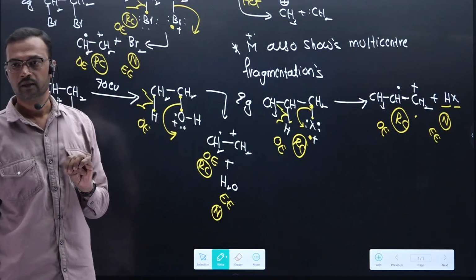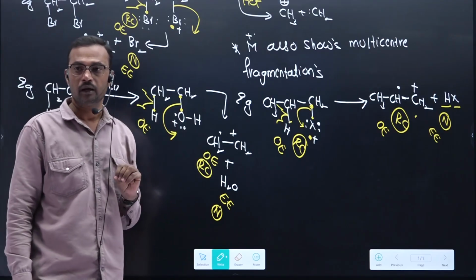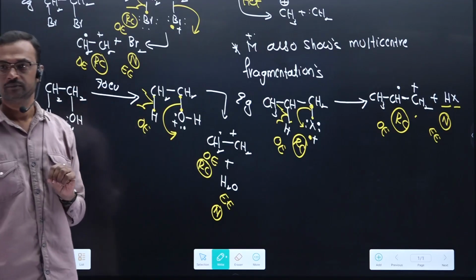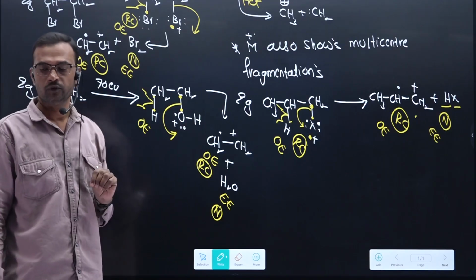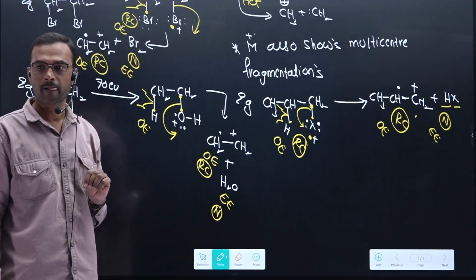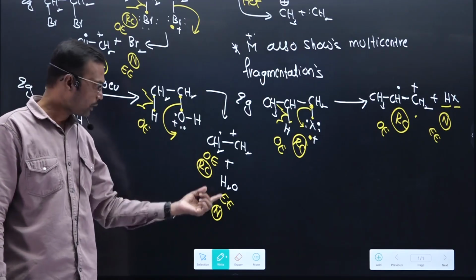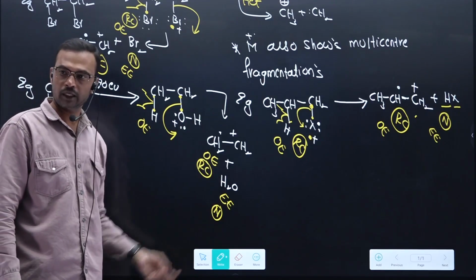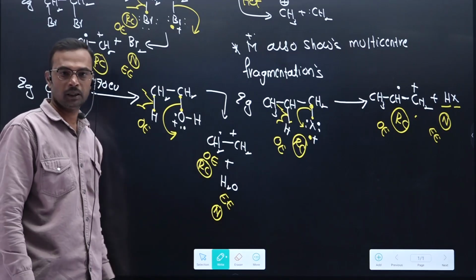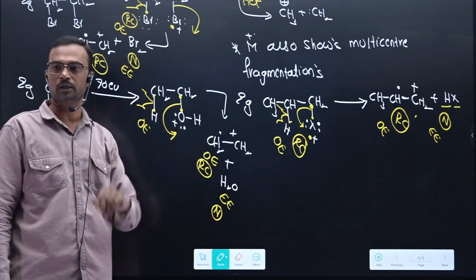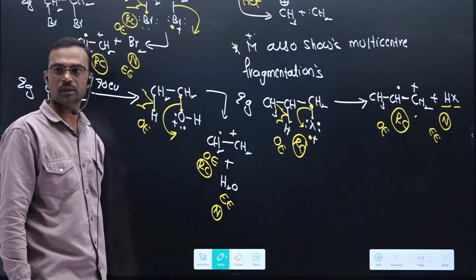Which is better? The odd electron rule is better. Why is odd better? Radicals are removed, and that radical undergoes further fragmentation. One is stable, the other is unstable, and they undergo further fragmentation. But in the case of the even electron rule, both are stable. Both even electrons are stable.